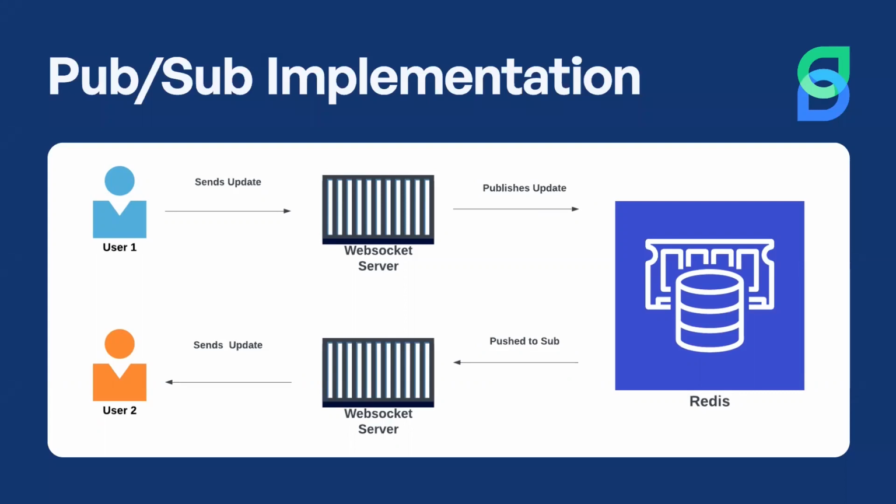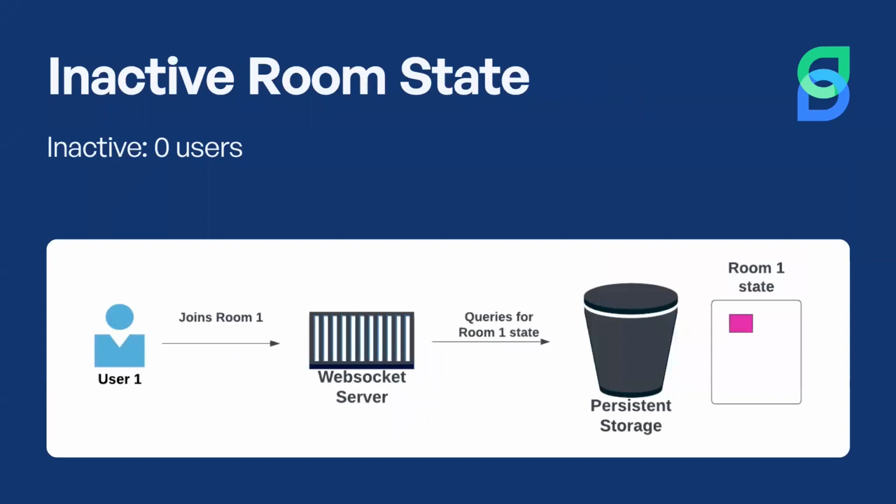A subscribed WebSocket server will use the room's list of users held in memory and send the update to all users. With this system in place, we are no longer limited to a single WebSocket server, but there is still an issue retrieving the state of an active room. An inactive room is a room with no connected users. When a user joins an inactive room, by definition, the user is the first. The state of an inactive room can be safely retrieved from the persistent store.